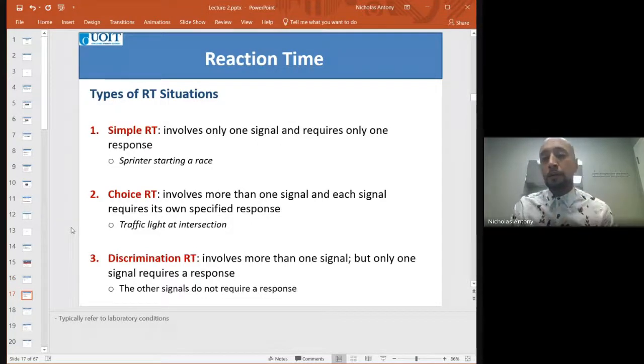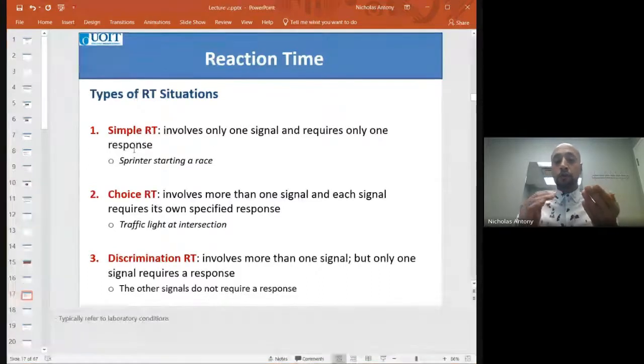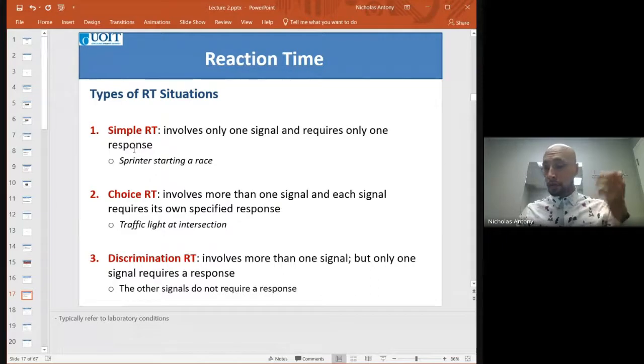So here's an example of how reaction time is sort of utilized. There are 3 different types of reaction time. Simple reaction time is when you have a go signal and that requires one response. For example, a sprinter in a race: you hear the tone or the gun and you go. That's going to be associated with a particular amount of reaction time.